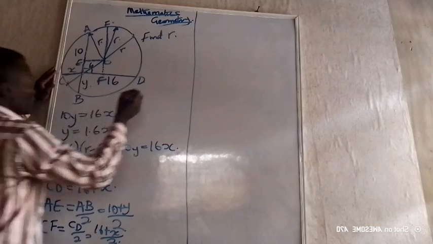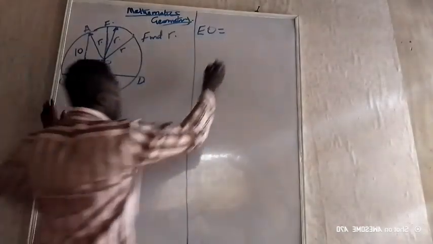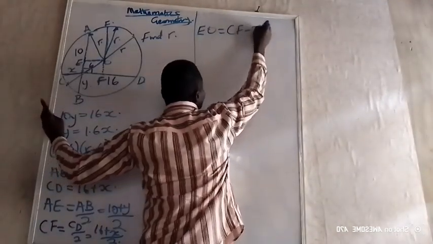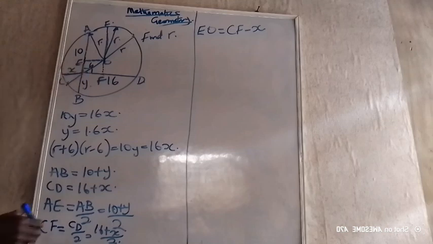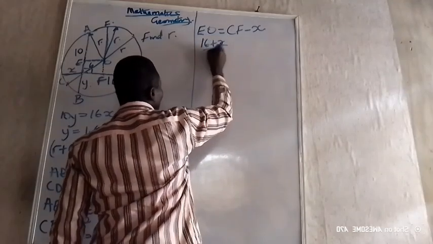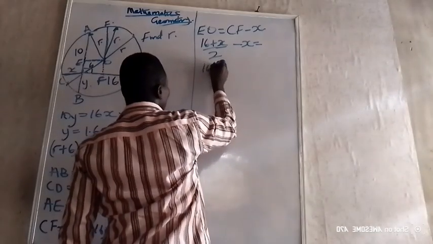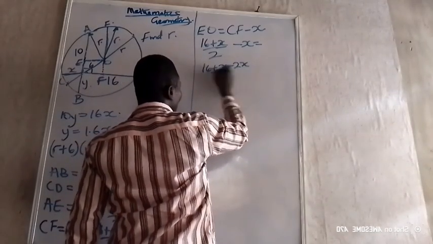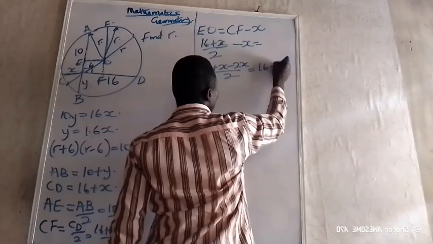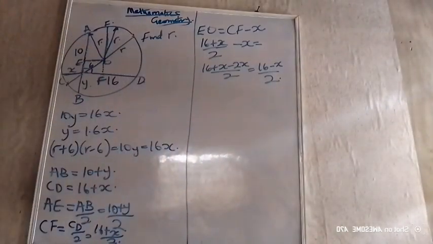You understand? So EO will be equal to CF minus X. This place is equal to this place. And what is CF? 16 plus X over 2 minus X, which will give me 16 plus X minus 2X over 2, which is 16 minus X over 2. So we have already gotten EO. So the job has become easier now.